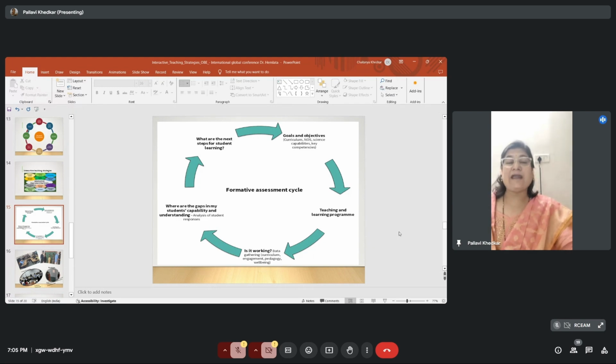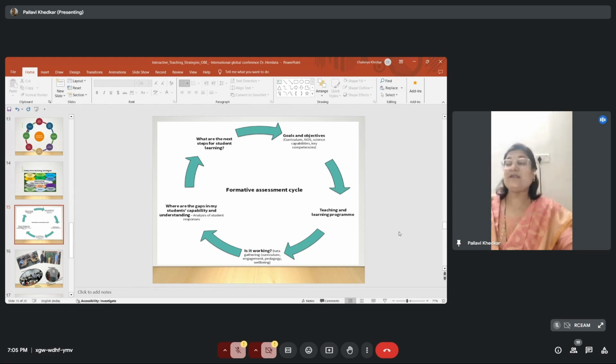Secondly, the teaching learning. You have to plan with the help of formative assessment how the teaching learning program can be there. And the next is whether the teaching learning which I'm teaching, and what the students are gaining, is working in the class. Where are the gaps in the understanding of the students, in the capabilities of the students? You can identify with the help of formative assessment. And lastly, what is the next step where the students can learn? So this is very important for the students.